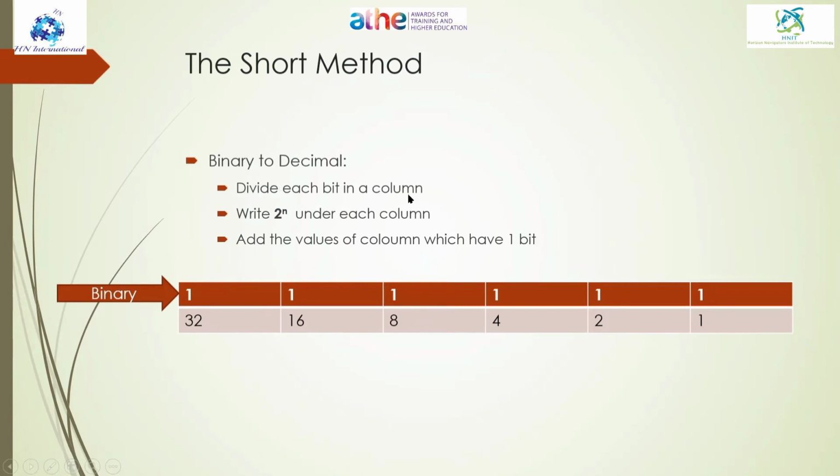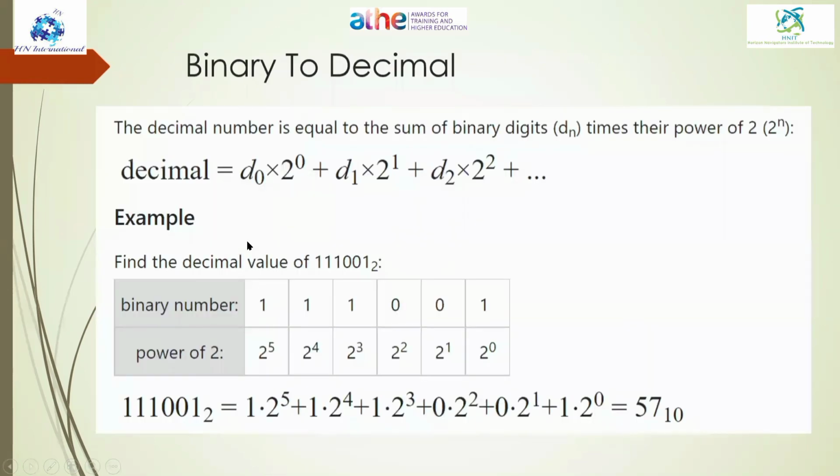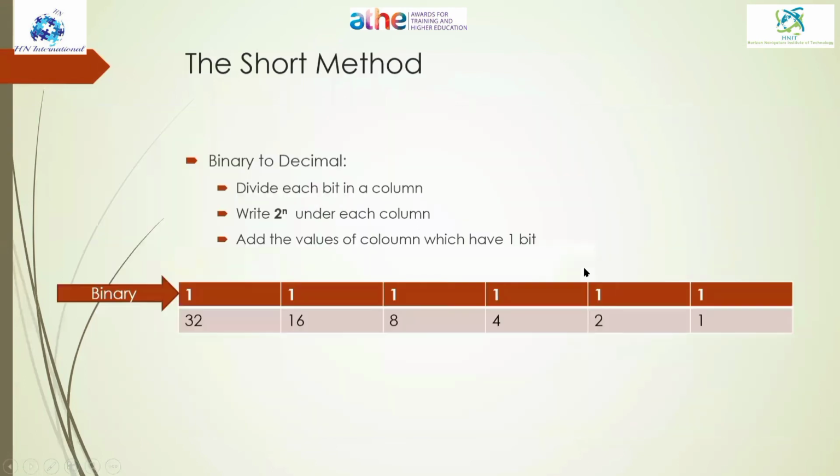Divide each bit in a column. That's what we did here. Let's say we have a binary like 1, 1, 1, 1, 1, all the ones. We divide it into columns. Just like in the previous example, we have different columns and we have written each value in each column. So here we have done that.